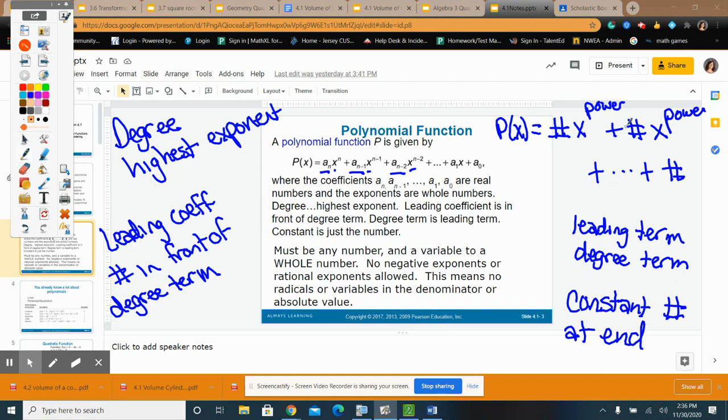Okay, the rules are for these powers, these exponents. The exponent has to be positive. It can't be negative, and you can't have a fraction. So no negative exponents, no rational exponents, no radicals, no absolute values, no square roots of x, no 1 over x's. All those things are not allowed. It's just a plain Jane x to an exponent.